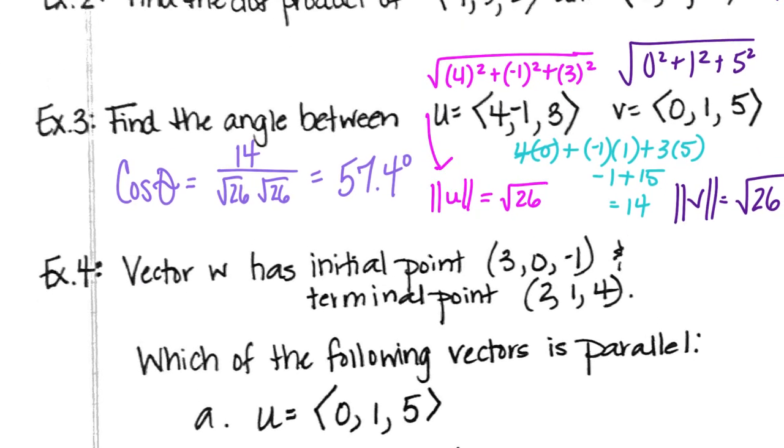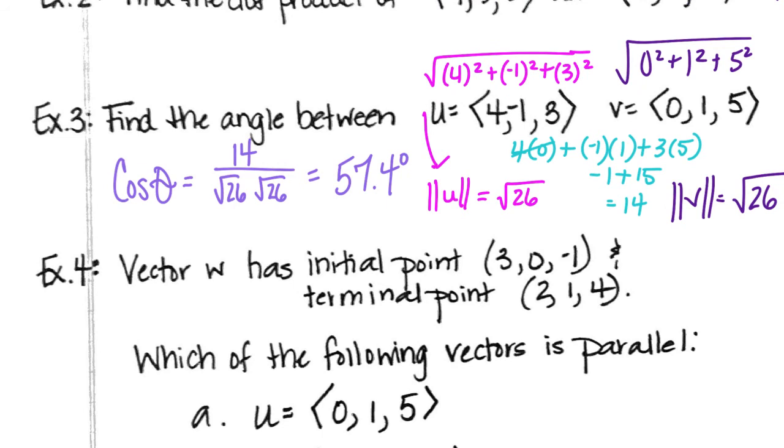All right, let's move on to one more concept here. It says vector w has an initial point of 3, 0, negative 1, and a terminal point of 2, 1, and 4. So let's first start off by finding the component form there. The component form, remember, is terminal minus initial, so that's negative 1. 1 minus 0 is 1. 4 minus negative 1 is 5. So that would be the component form.